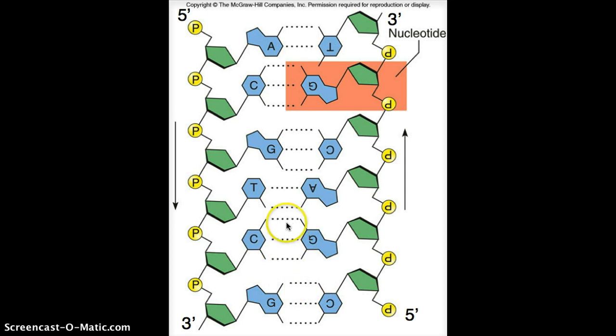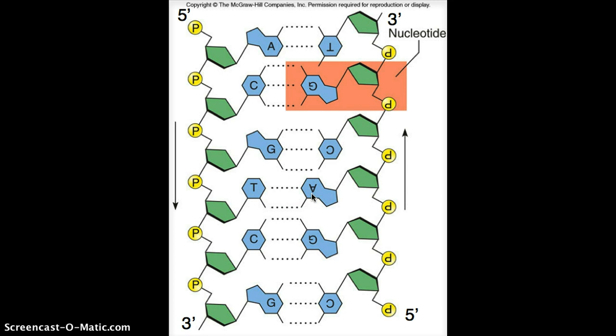They're also paired up in a certain way. C, which is cytosine, always pairs up with G, which is guanine, and T, which is thymine, always pairs up with A, which is adenine.